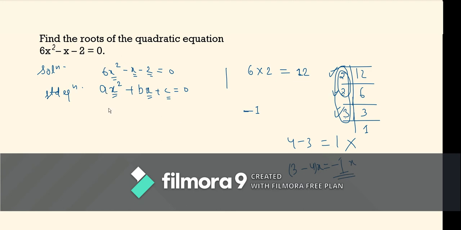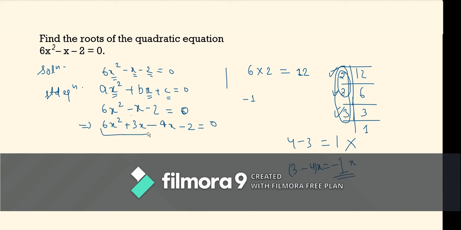So let's do it. 6x square plus 3 minus 4x. So now let us do this. This is the question, and the next line will be 3 minus 4x. So x multiplied with 3 plus 3x and minus 4 will x, so minus 4x. Thereafter minus 2 is equal to 0.